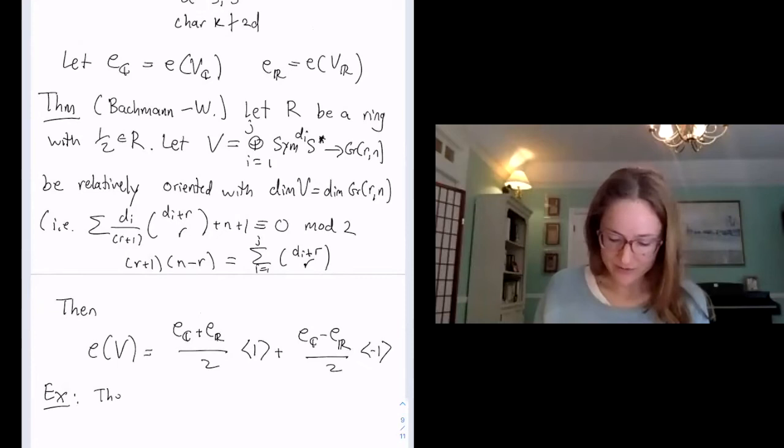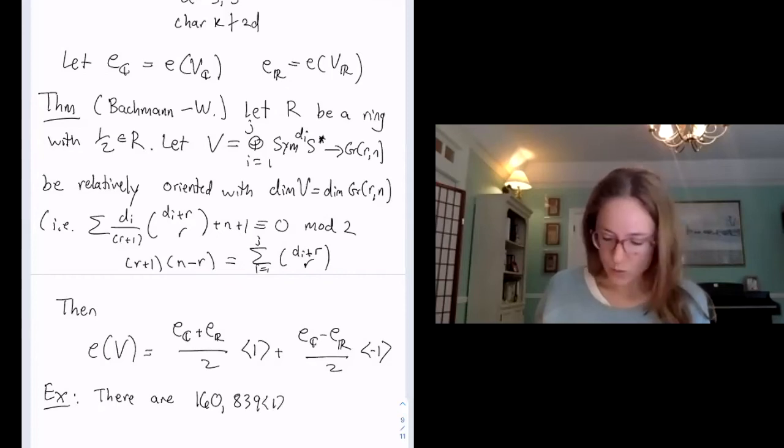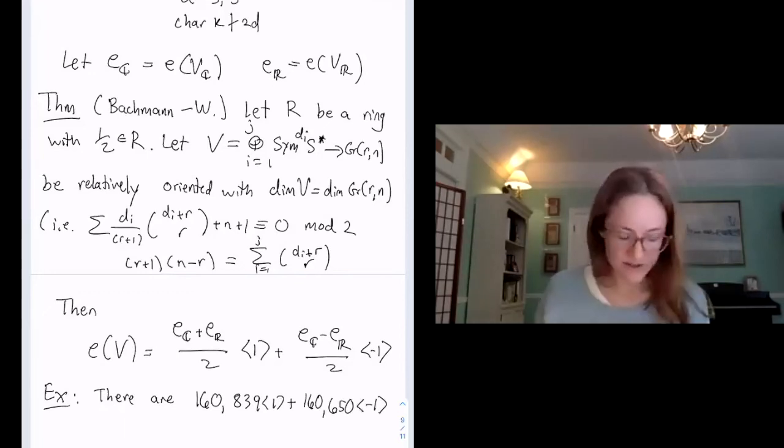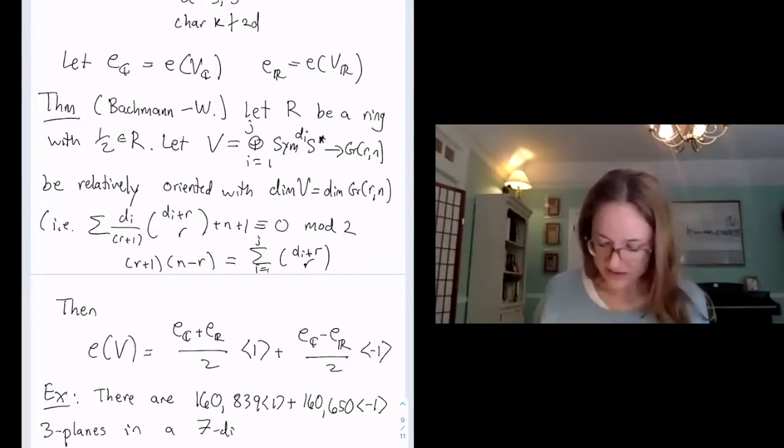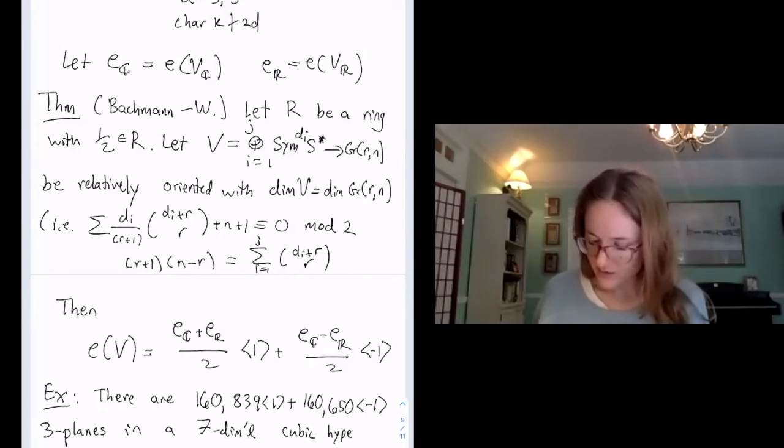So there are 160,839 times 1 plus 160,650 times minus 1, 3 planes in a 7-dimensional cubic hypersurface.